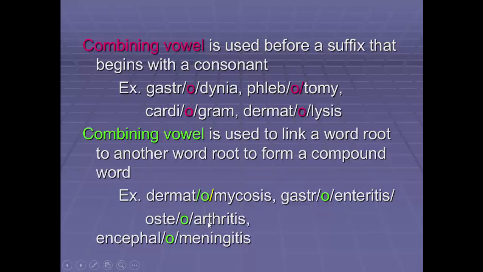Same for osteoarthritis. In this term, oste is a word root, arthr is a word root, and we use the combining vowel to link those two combining forms or word roots together. In the last term, encephalomeningitis, encephal is the word root, and meninge is the other word root that we combine with that combining vowel O. So these are pronounced dermatomycosis, gastroenteritis, osteoarthritis, and encephalomeningitis.